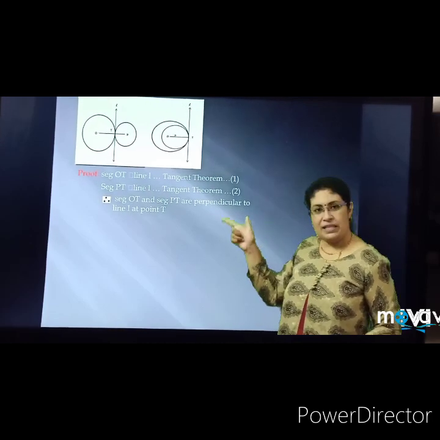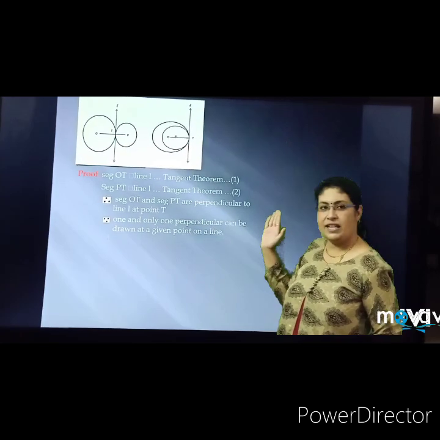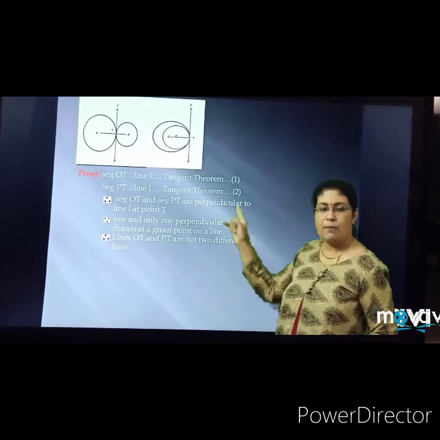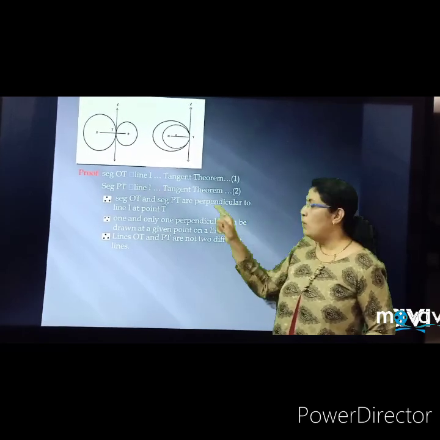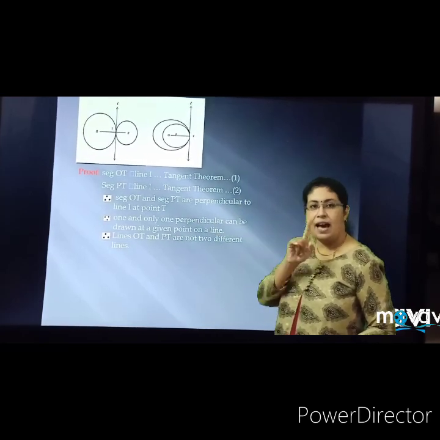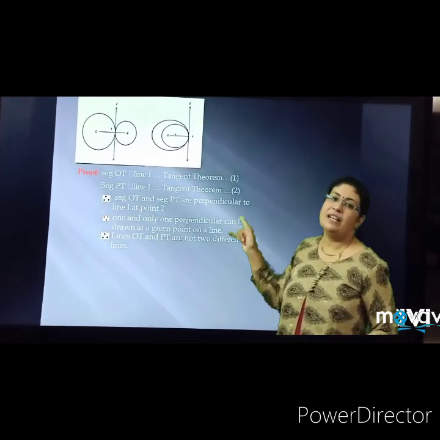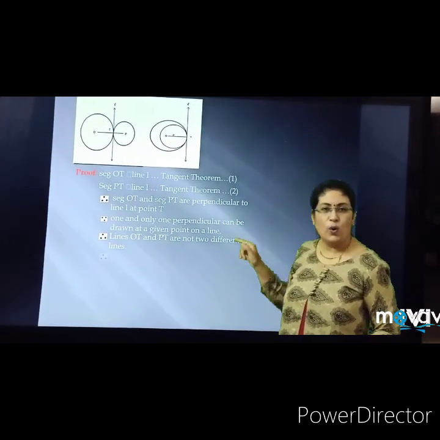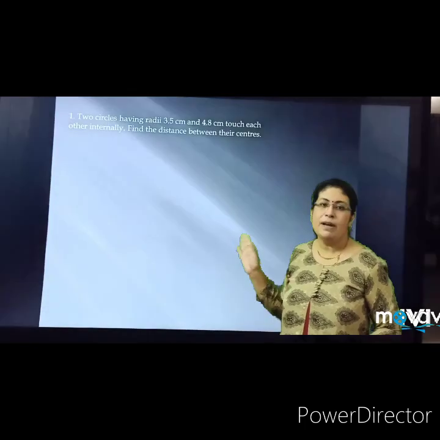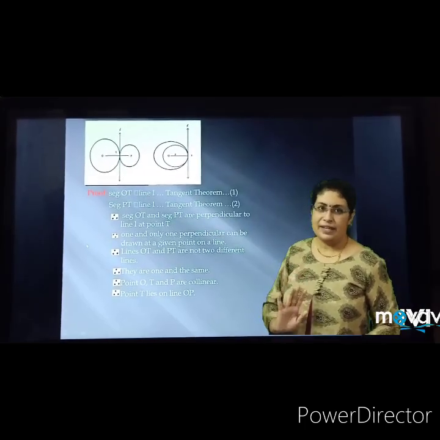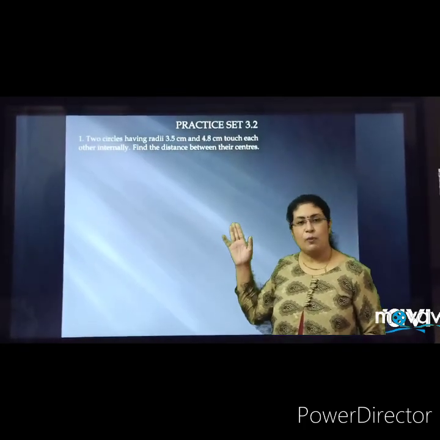It means that it comprises all the three points, whether the circles are touching externally or internally. These three points lie on one line. It means that the points O, P, T are collinear points, and if they are collinear, then the point T lies on line OP. So this is the way you have to write the statements of the theorem, and I hope you have understood the theorem. Now let us see the first example of practice set 3.2.